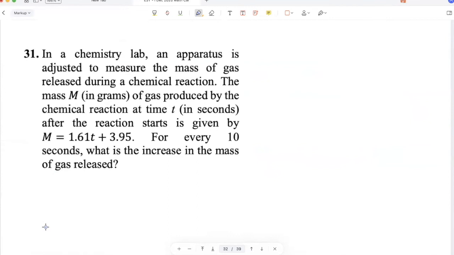In a chemistry lab, an apparatus is adjusted to measure the mass of gas released during a chemical reaction. The mass in grams of gas produced by the chemical reaction at time t in seconds after the reaction starts is given by this. For every 10 seconds, what is the increase in the mass? For every 1 second, the increase in mass is 1.61, the slope. So for every 10 seconds, it would be 16.1.